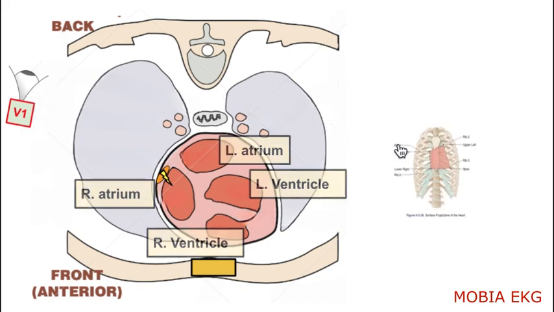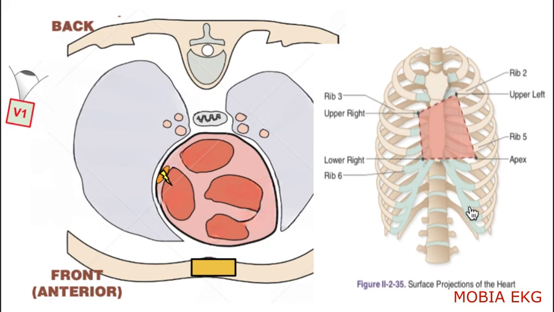Please pay attention to this picture. In order to find the location of lead V1, first we have to find the angle of Louis. What is the angle of Louis? The angle of Louis is an anatomical marker in the front and upper part of the chest. Please pay attention to this picture.